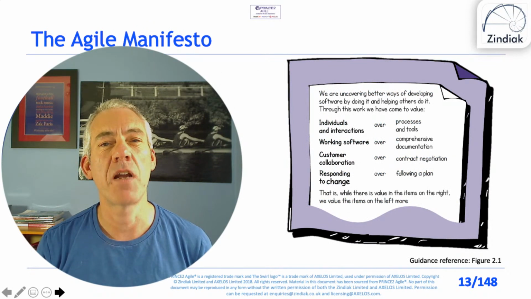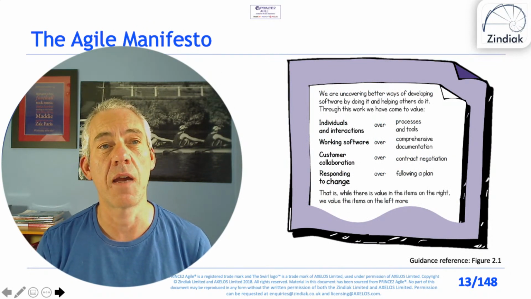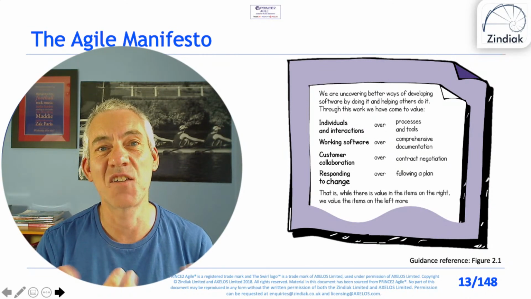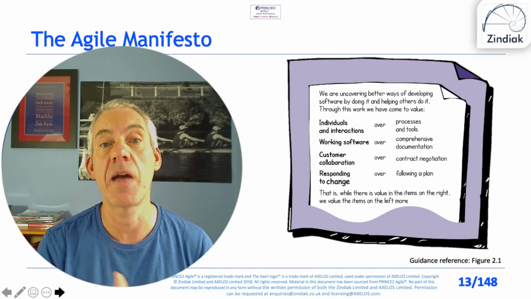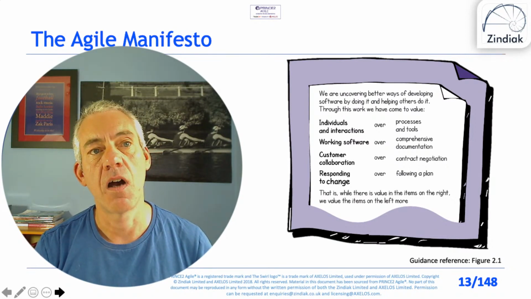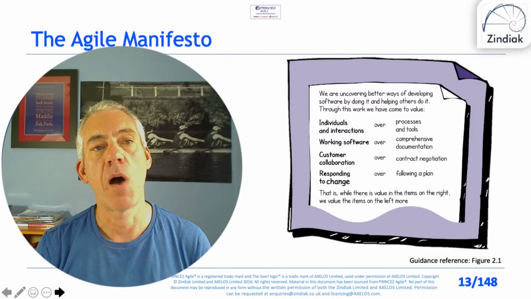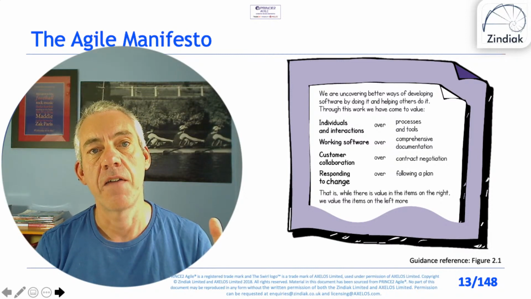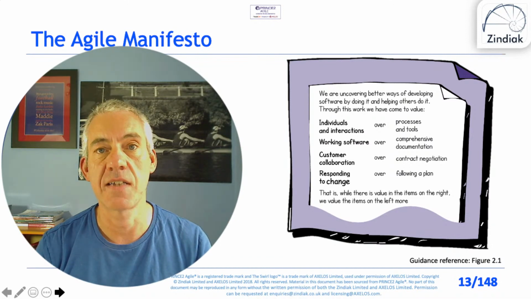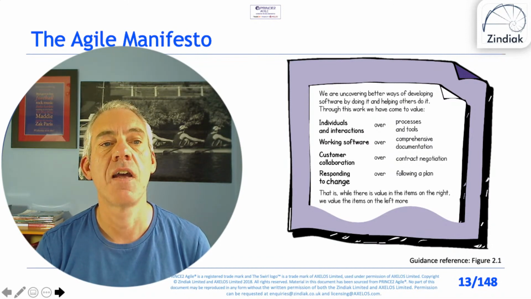So the Agile Manifesto was probably the first time, or one of the earlier times, that a group of people documented what they meant by Agile. And again, I'm not going to read the whole definition, but I would point out that the things on the right are still important. They're just less important than the things on the left.